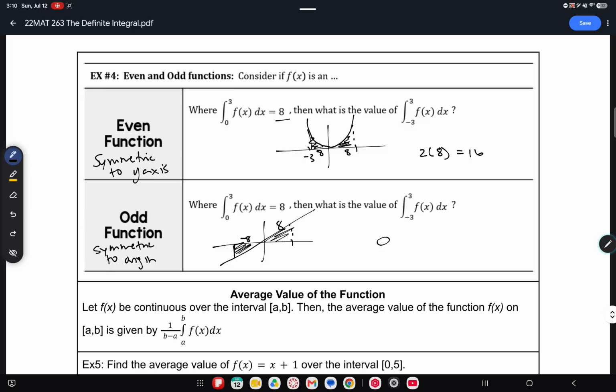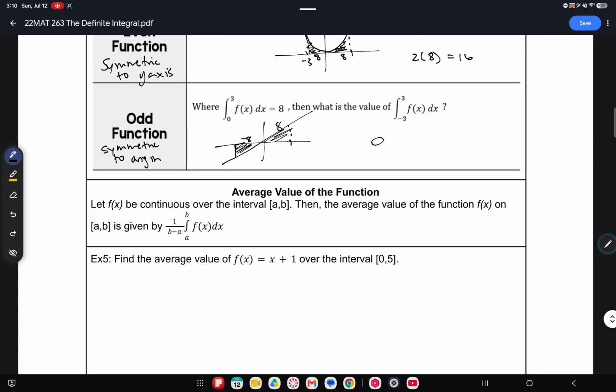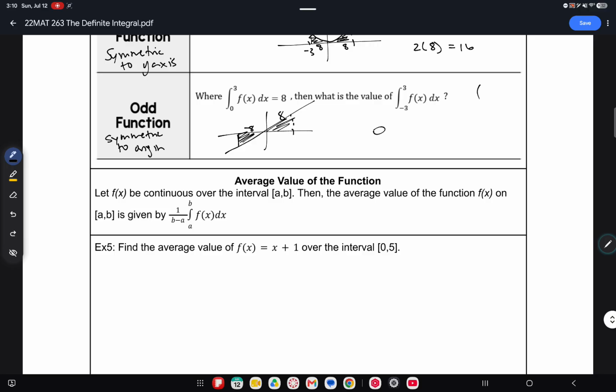So it's cool to know if you're doing symmetries. But if we had the integral from negative 1 to 3, that's not going to help too much because it's not going to be that same area.